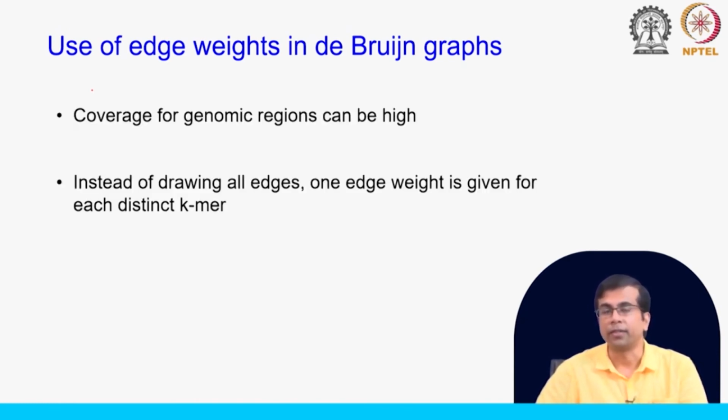I will just illustrate. This is actually done for coverage, where you have high coverage for genomic regions. As I mentioned, it can be 50 to 100x, and instead of drawing or keeping track of all edges, when you are doing the computation, you can give one edge weight for each distinct k-mer. So, an edge represents a k-mer, as we have discussed.